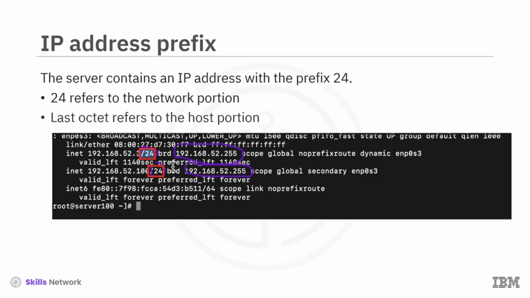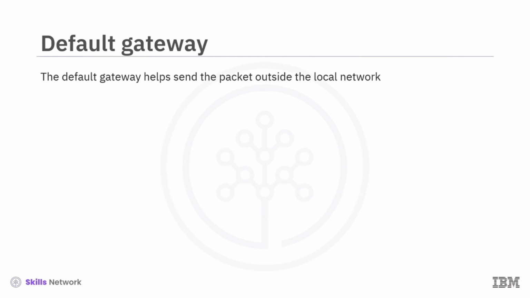Here, 24 means the first 24 bits, or 3 octets, are for the network portion, and the last octet is for the host portion. Let's now discuss default gateway. When a packet is created that must go outside of the local network to a specific address, it is sent to the default gateway.